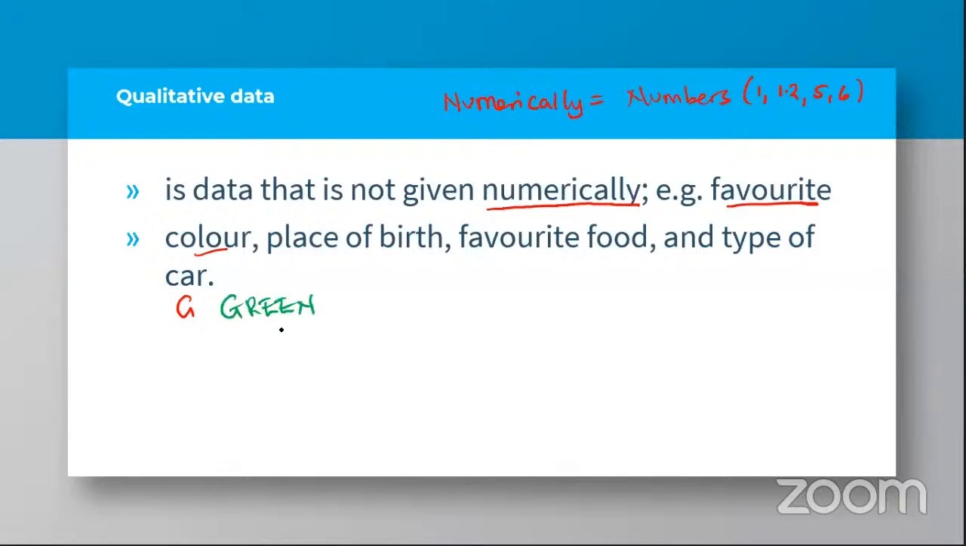So we have green. What is your place of birth? Mulago Hospital. Was born in Mulago Hospital. Then what is your favorite food? Irish. Irish is the favorite food, which is my worst food. Okay. What type of car do you want? Which type of car do you want?